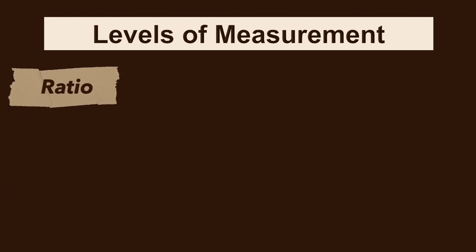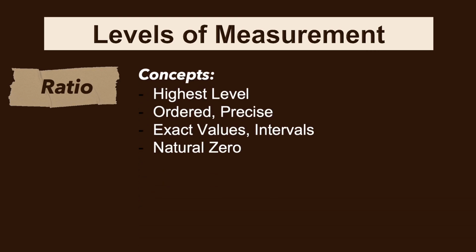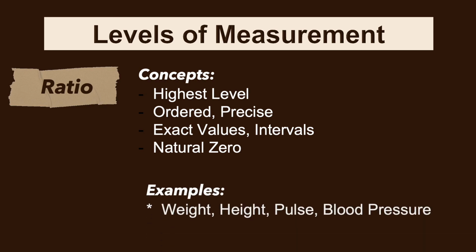Lastly, ratio. Now, this is considered the highest: ordered, precise, exact values, exact intervals, and this time 0 is really 0. Examples are weight, height, pulse, blood pressure. This is considered the highest because 0 is really 0. Example, weight. When you say you are 0 kilograms, may bigat ka pa ba? Of course, wala na. If 0 ang BP mo, blood pressure mo, buhay ka pa ba? Of course, hindi na. So that is ratio class. 0 is really 0.